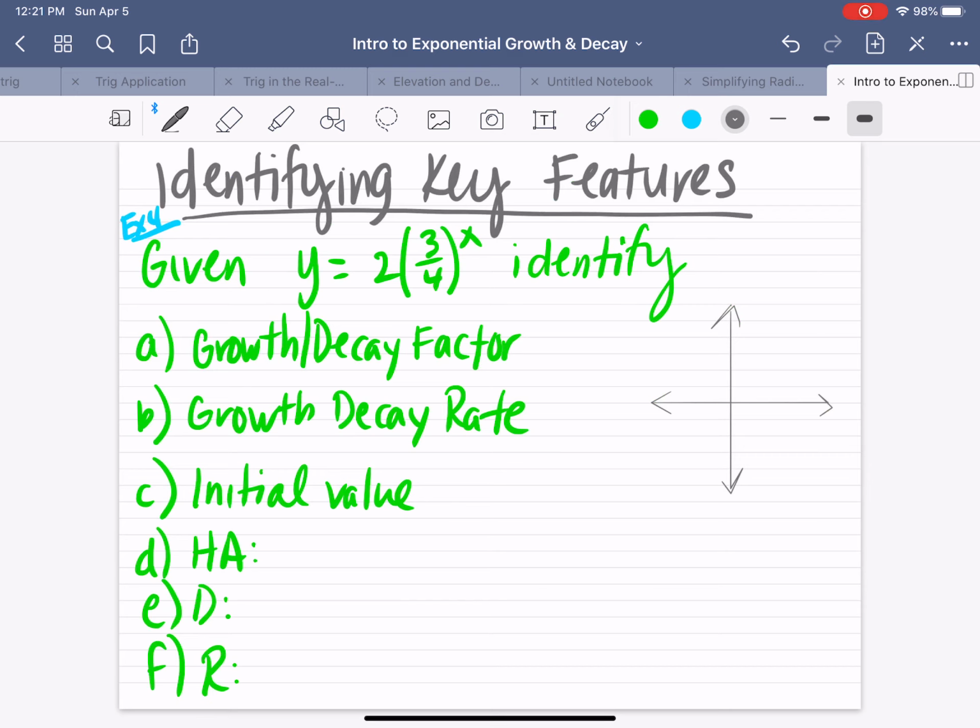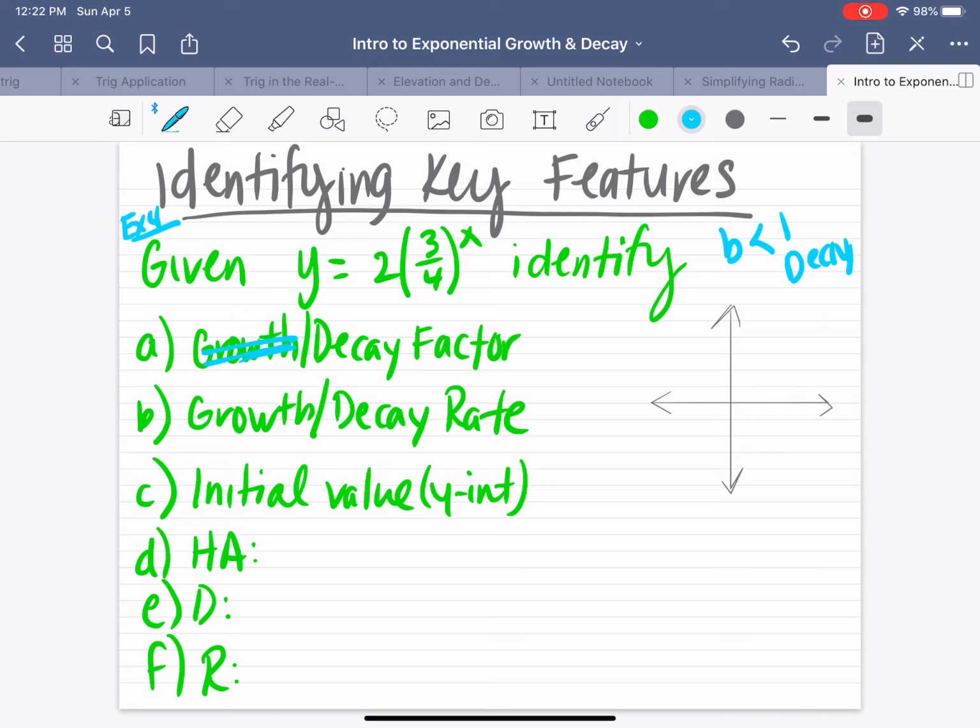Now, given this function, we're going to identify the key features. So we're going to find the growth or decay factor, the growth or decay rate, the initial value, in other words, the y-intercept, the horizontal asymptote, and then the domain and the range. So let's start with identifying if it is growth or decay. The b value is less than 1 because it's 3 over 4. That's 0.75. So therefore, this is an exponential decay problem.